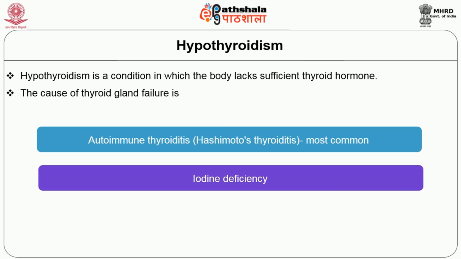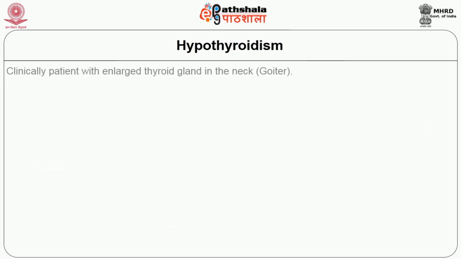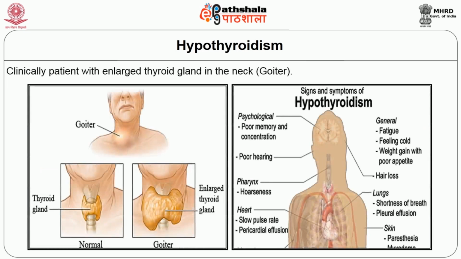The second is iodine deficiency. The third is the surgical removal of a portion or all of the thyroid gland in case of thyroid cancer. Clinically, a patient with an enlarged thyroid gland in the neck is said to have goiter. So, this is a patient with an enlarged thyroid gland in the neck, called goiter.